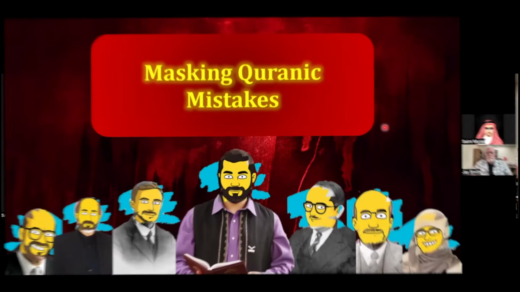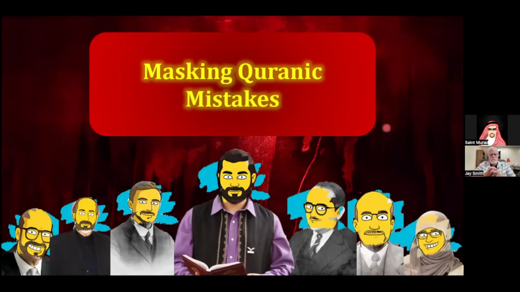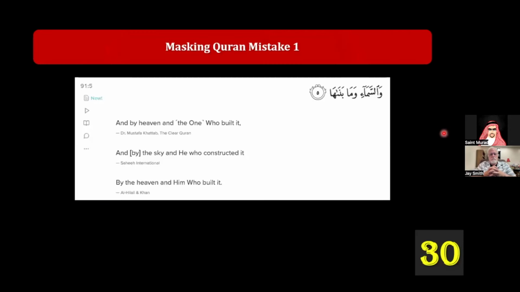So now I can share and show people these masking Quranic errors. Now we will move to masking Quranic mistakes. We know that the Arabic Quran has some mistakes, some scribal errors, or some mistakes which have to do with the original Arabic. So if a translator has no agenda, he should just translate it straight into English with the mistakes. So now we will see masking Quranic mistake number 1.